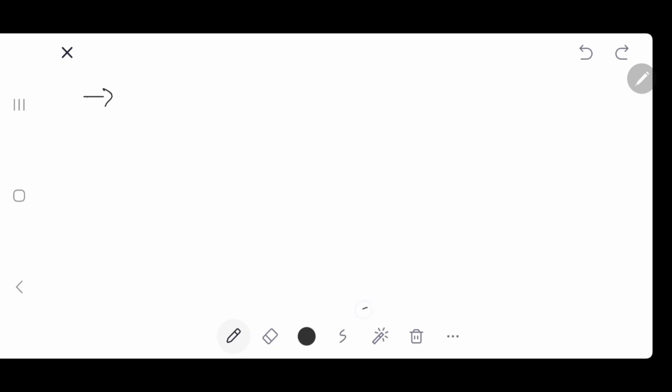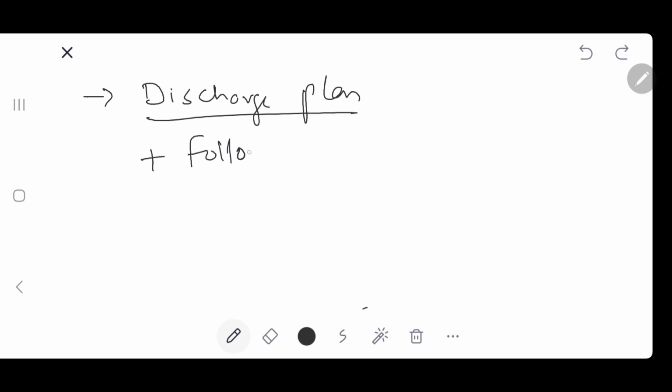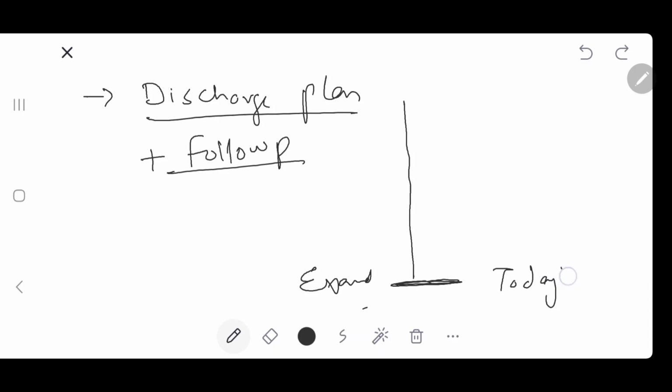So it's a conventional letter of discharge. When we have to write down the discharge plan, along with the discharge plan, you would also write the follow-up. Whenever you are planning a letter, for example, you are standing on this day, that is your exam day, or today's date in the letter.